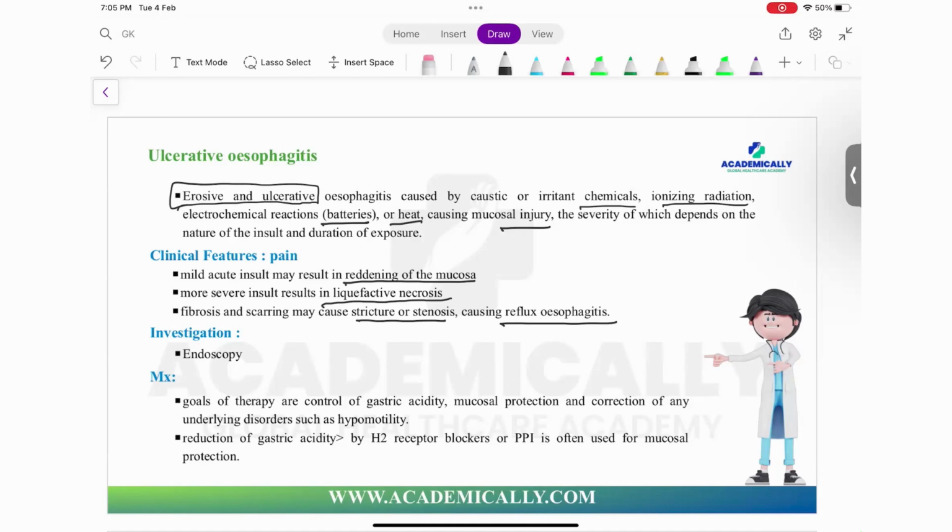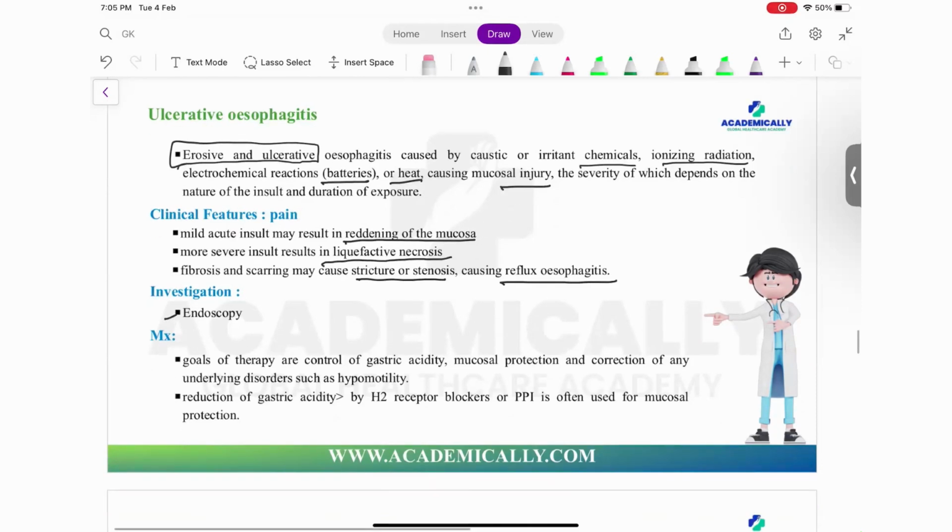Right? So how do you investigate? Investigation is by endoscopy. Control acidity by using H2 receptor blockers, or more often what we use is PPIs. And mucosal protection can also be used.